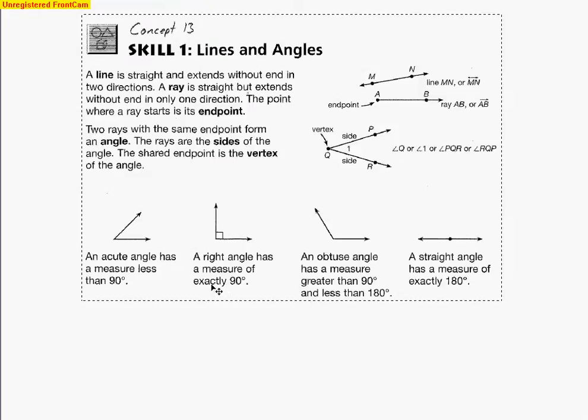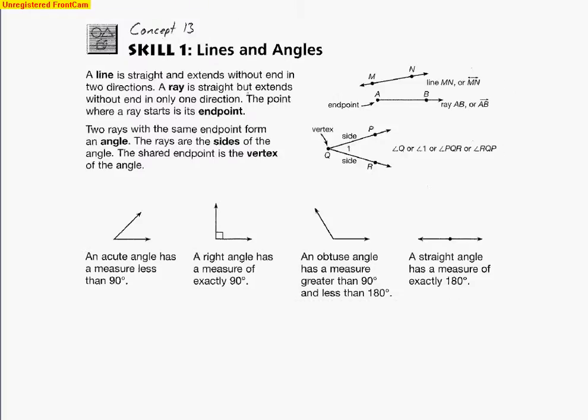This is the tutorial for concept 13, skill number 1 that deals with angles. And so let's take a look at what we are going to be dealing with here. So first of all, it talks about a line. And so a line is straight and extends without end. And that's shown with these arrows.